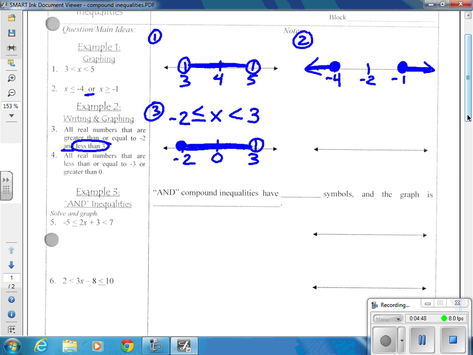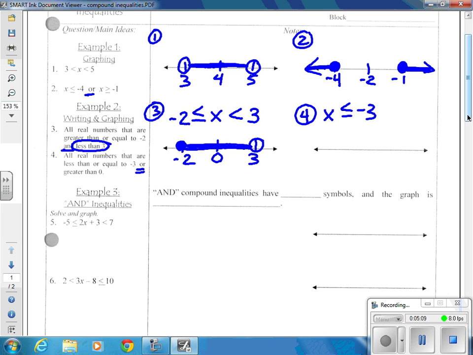When you get to number 4, though, this one's going to be even easier to write. The or problems are easier to write than the and problems, right? And the reason behind that is because it's two separate inequalities, but it has the word or written in it, right? So you read it in two separate chunks. All real numbers that are less than or equal to -3. You write that as x is less than or equal to -3.